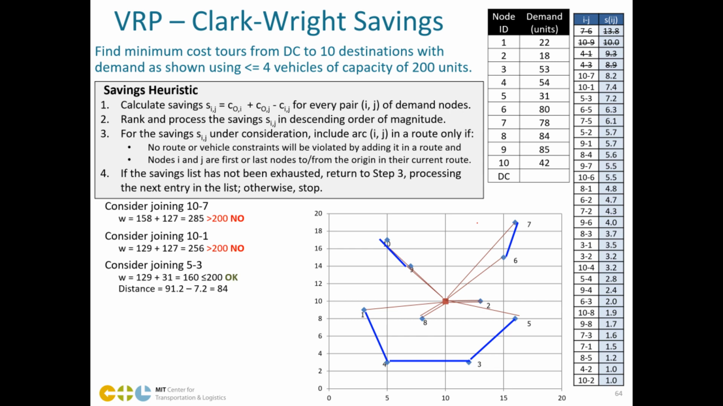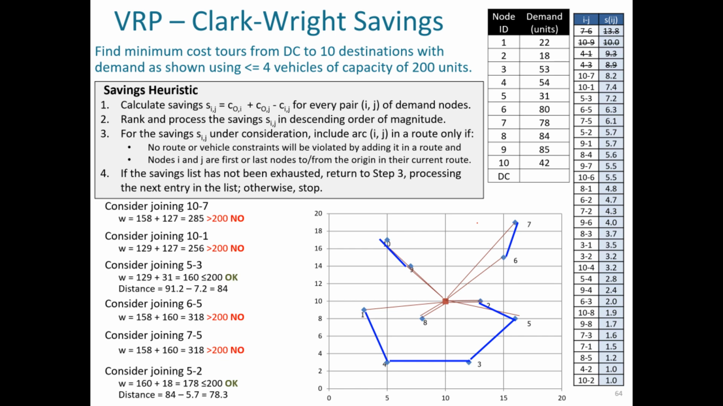The next one I want to consider is 6 to 5. I consider how much more load would be put on, and it violates the capacity, so I can't do that one. Now the next one on the list is 7 and 5. Again, it exceeds the capacity, so I can't do that. Next one on the list, 5 to 2. That one works. That gives me a total load of 178, so that's fine. That gives me one big tour that's going to go from DC to 1 to 4 to 3 to 5 to 2 and back to the DC.